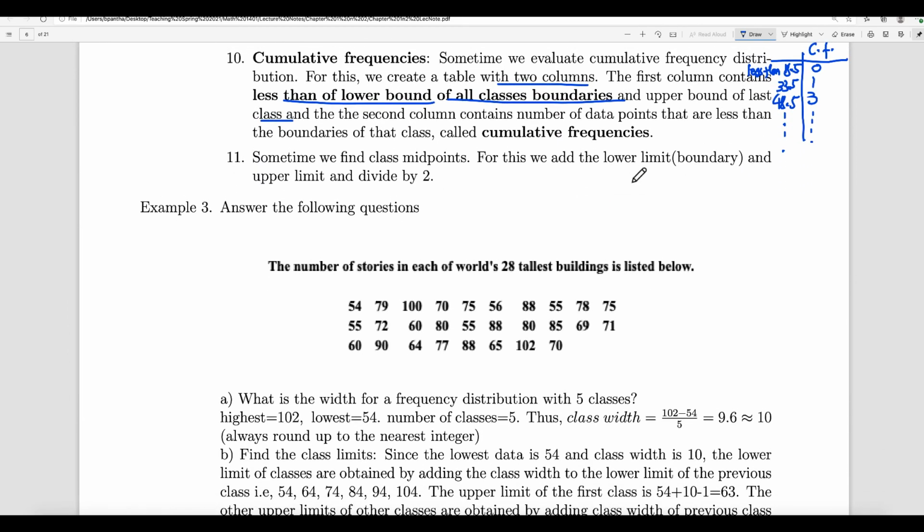And sometimes we find class midpoints. So you need to find the class midpoint sometimes. We will see that later. But how do I find the class midpoint? We add the lower limit or lower boundary and the upper limit or upper boundary and divide by 2. Okay. So it is just the average of the upper and lower limits, or upper and lower boundaries, divided by 2 for each class. Okay.